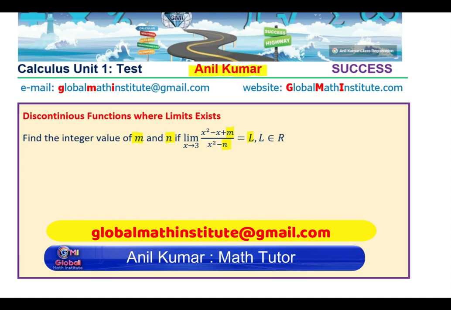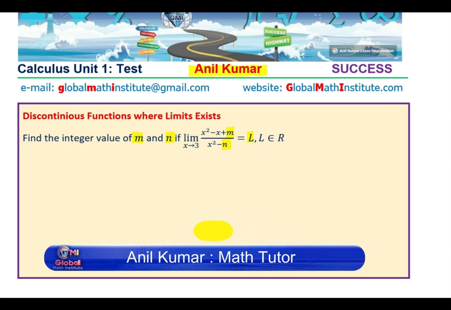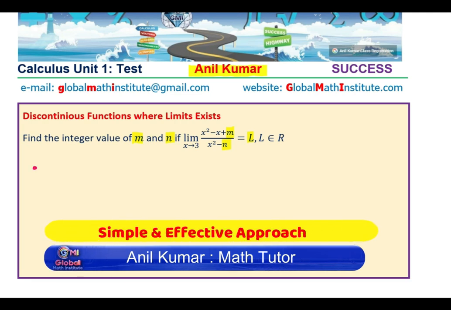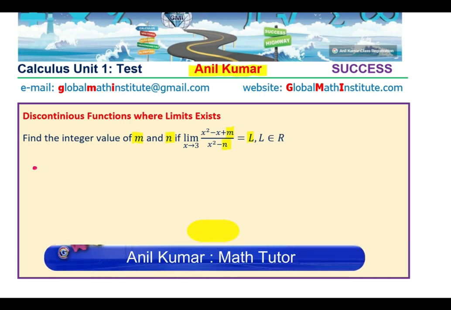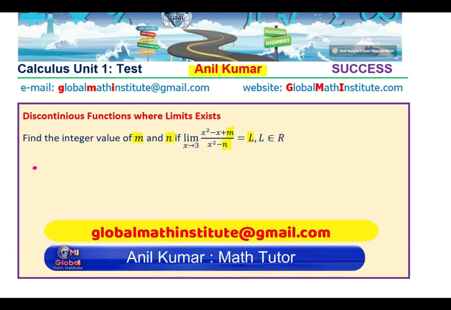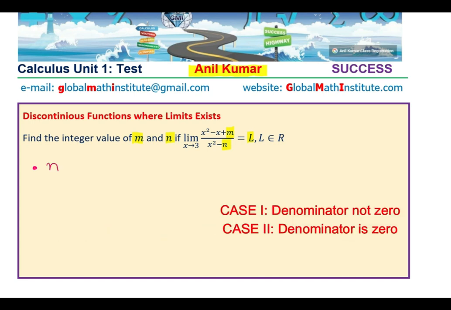Now, there are a couple of ways in which it can be answered. First condition is that for the limit to exist, the denominator should not be 0, right? If the denominator is not 0, you divide by something which is a real number, you can get a limit of the function, right? So let's consider a case where the denominator is not equal to 0. That means x squared minus n is not equal to 0.